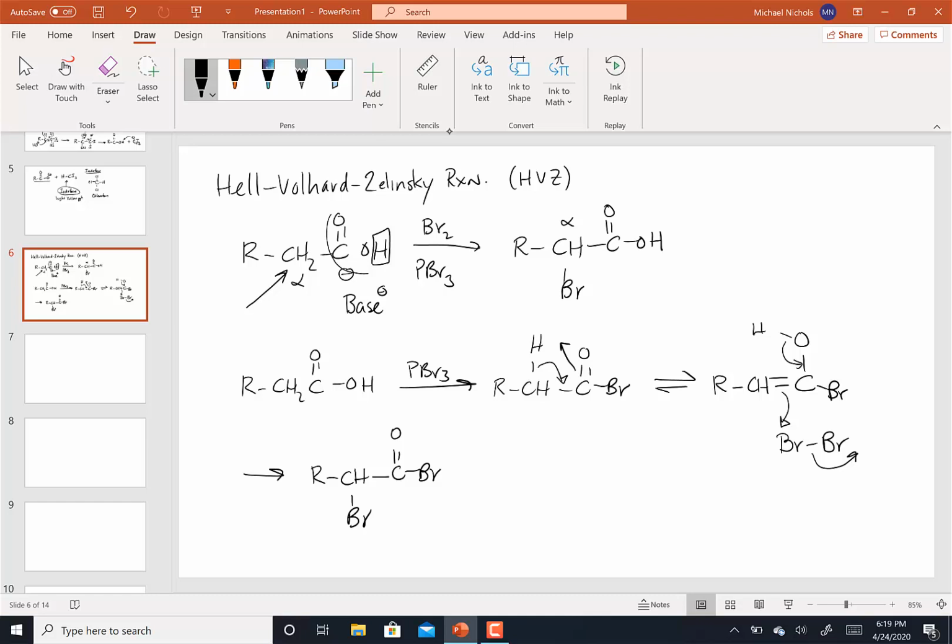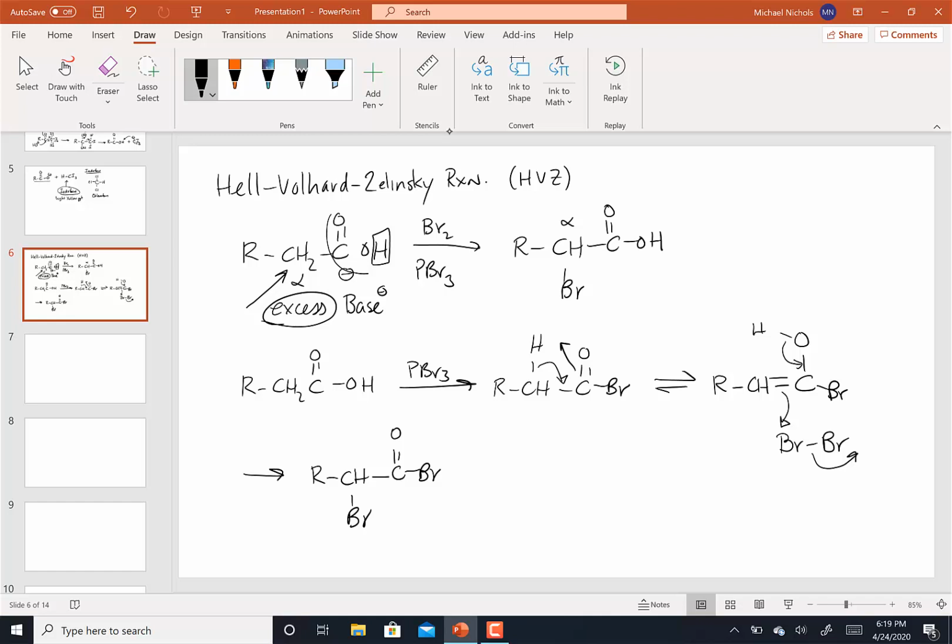So then things get to be kind of weird, because you might say, well, once you make that compound, wouldn't it be okay to just react it with water and convert it back to the carboxylic acid? But that's actually not what happens in this particular case. So when we're doing this reaction, what we're going to do is we're going to use excess carboxylic acid in this case.